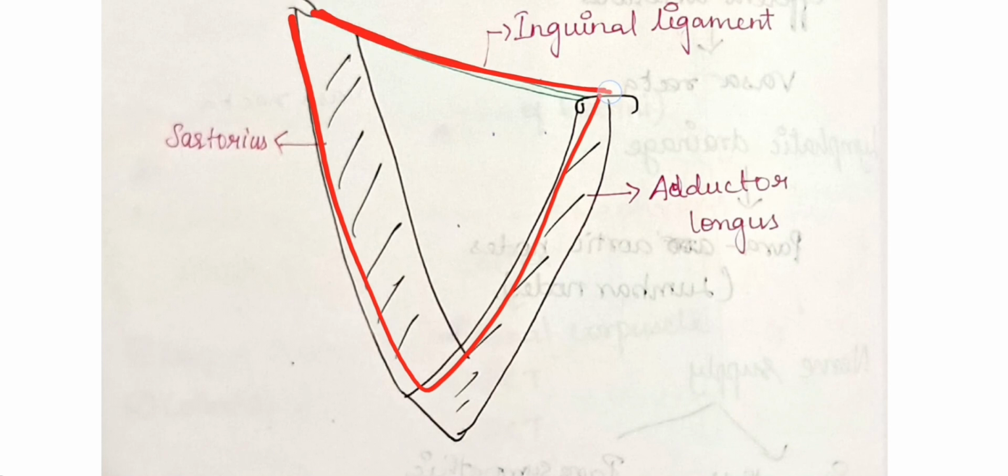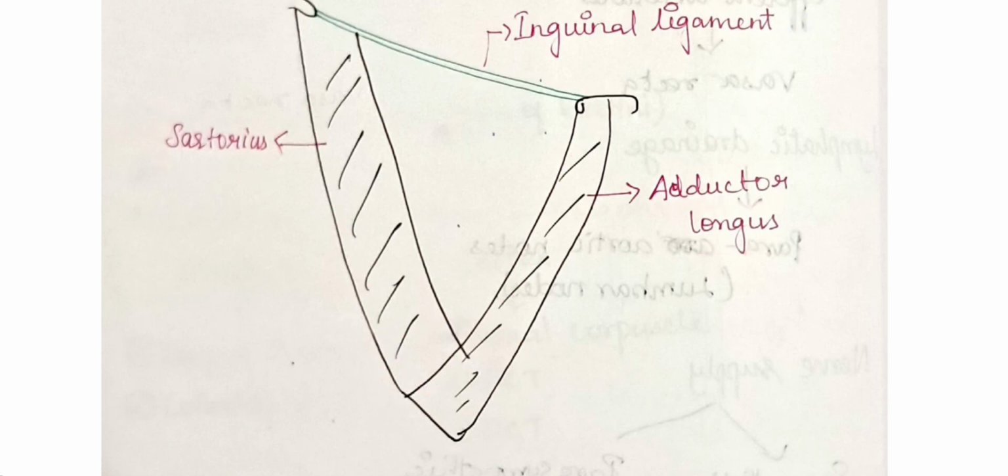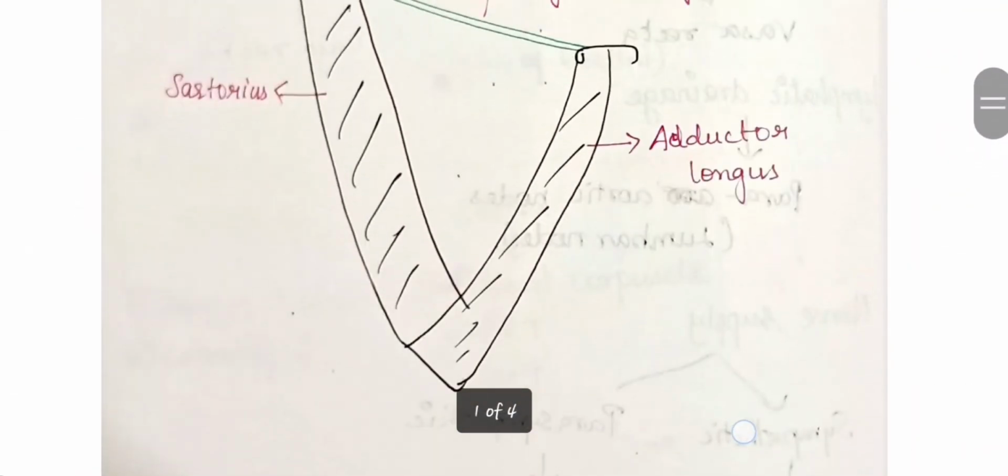It is a triangle, right? So it has a base and two sides, that is the medial and lateral side. The base is the inguinal ligament. On the lateral side we have the sartorius muscle, and on the medial side we have the adductor longus muscle. The apex is the meeting point of these two muscles, the sartorius and adductor longus. So these are the boundaries.